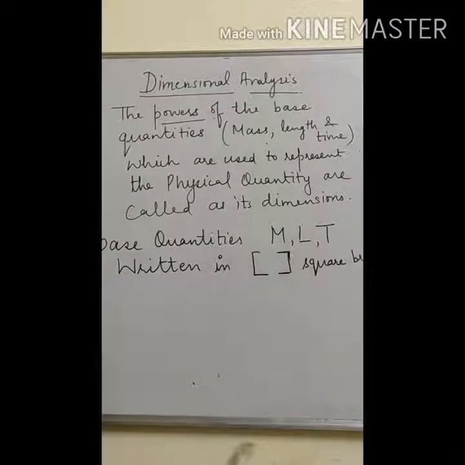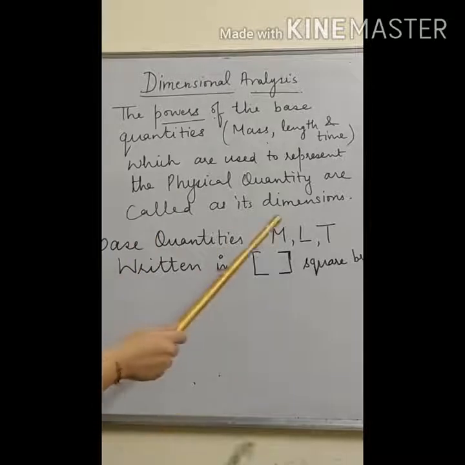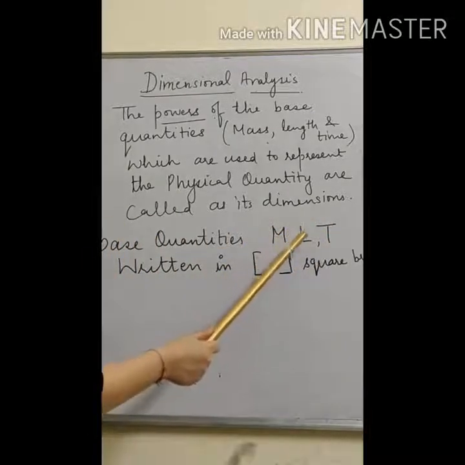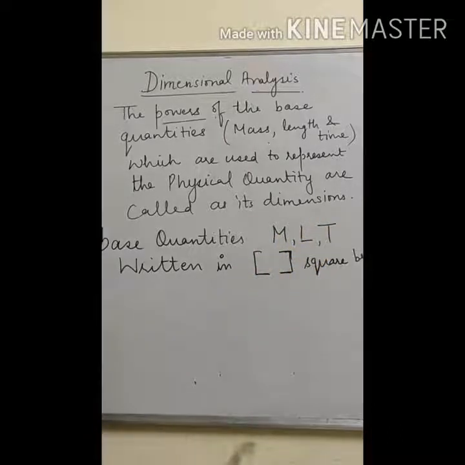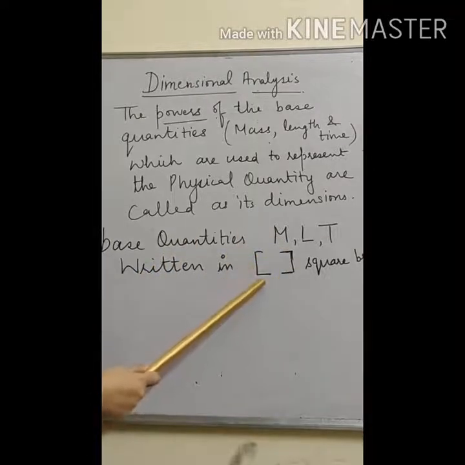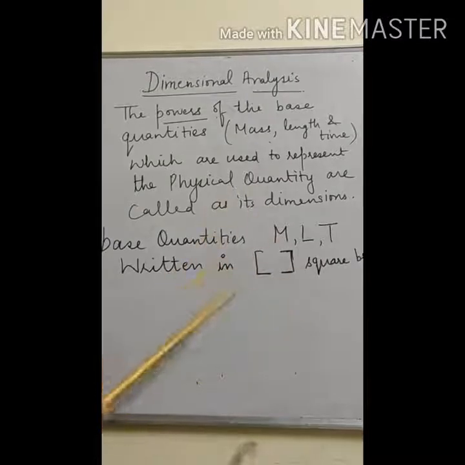Now what are the base quantities we will be using or going through? Base quantities that we'll be frequently using are mass, length and time, written as capital M, capital L and capital T. Now for writing down the dimensional formulas, a symbol is used, and the symbol is the square bracket. You will write anything which you have to represent as dimensions in the square brackets.